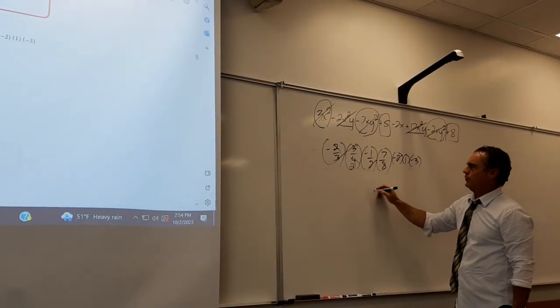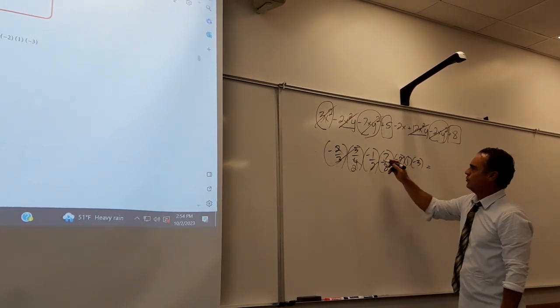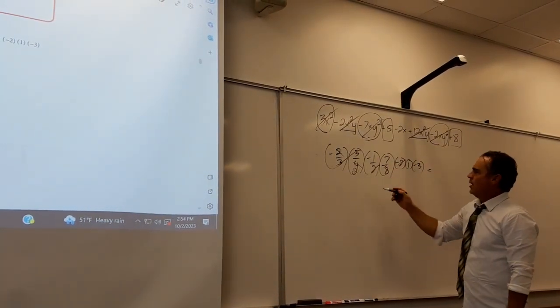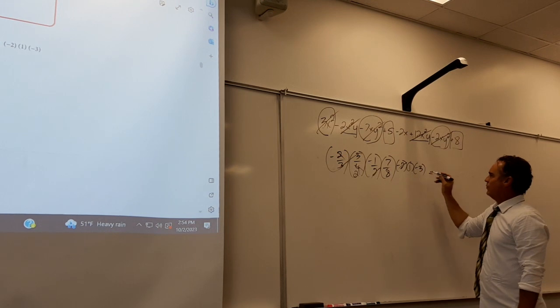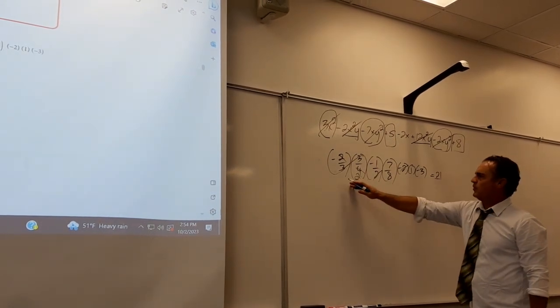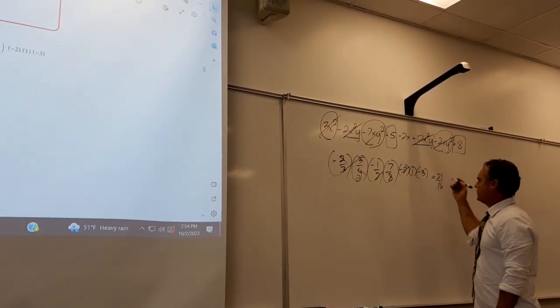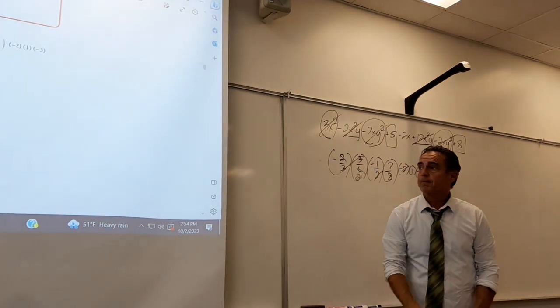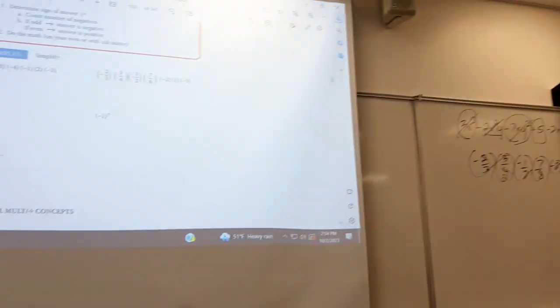I know the answer is positive because I counted up my negatives. I had 1, 2, 3, 4, so it's a positive answer. The only thing I have left on top is 7 and 3, which makes 21. And the only thing left on bottom is 2 and 8, which makes 16. That doesn't reduce. I'm done. Okay? Let's go to the next page.